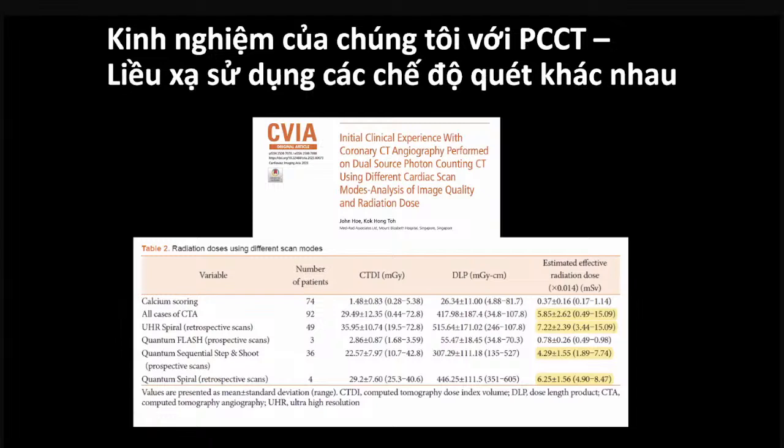Our experience with PCCT, I want to talk a bit about the radiation dose. When we scanned the patients using 0.2 mm or ultra high resolution scan, we had to scan them with a retrospective spiral method, and you can see the dose is quite high. 7.2 millisieverts was the average. But if we scan them on 0.4 mm with step and shoot, the dose was lower at 4.2 millisievert on average.